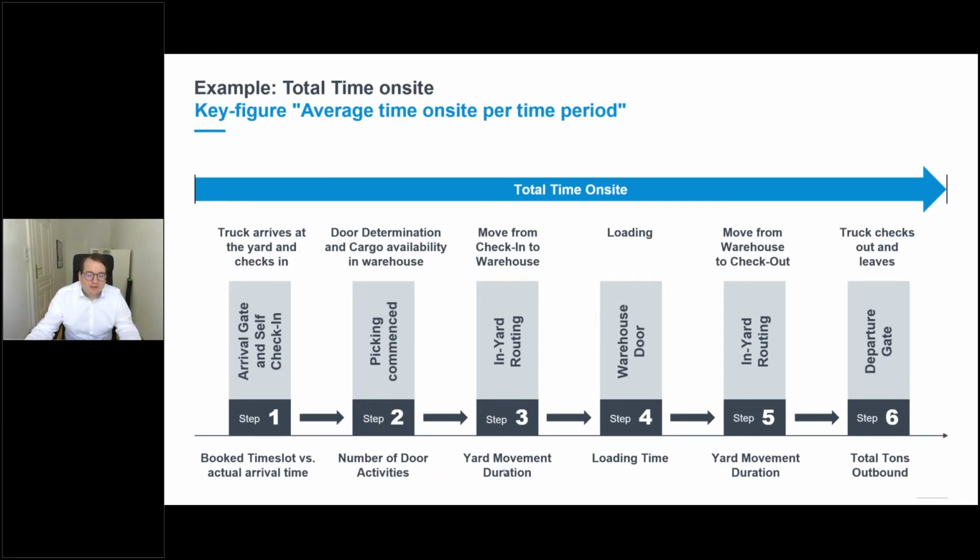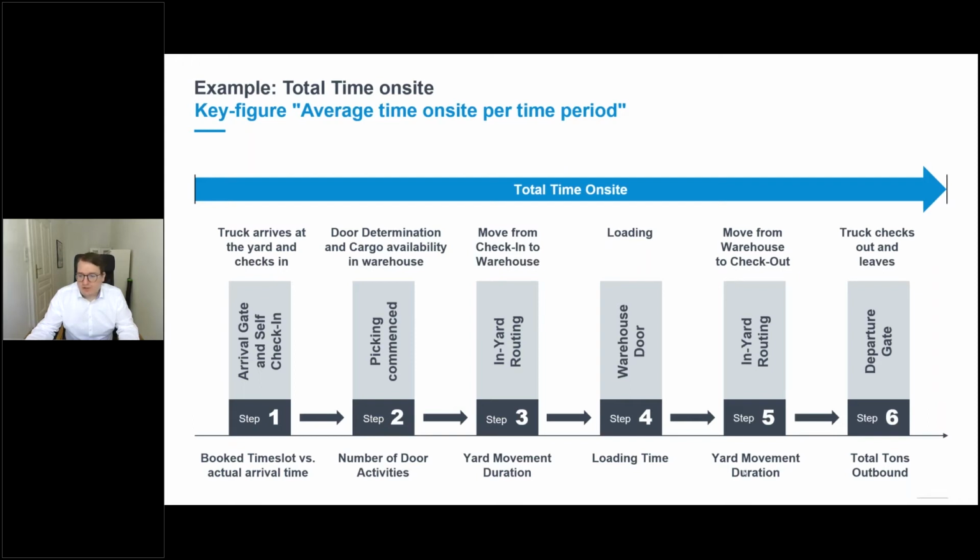The next thing, the movement from check-in to the warehouse, would give you the task duration, in this case the yard movement duration, which also gives us the opportunity to leverage the key figure of average movement durations in the yard. Loading, of course, is also in combination with the warehouse, the loading time. What is the average loading time? We can also differentiate here between loading and unloading, for example.